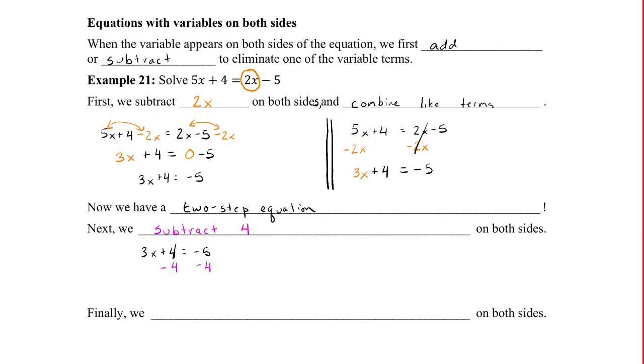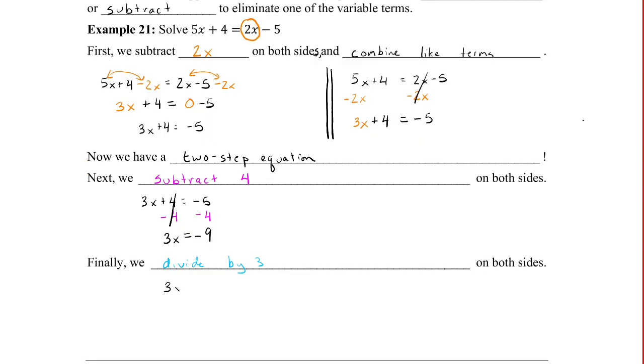On the left, 4 minus 4 cancels out, and we just have 3x. On the right, negative 5 minus 4 is negative 9. And if you're not comfortable with the arithmetic of negative numbers, you can use a calculator for that subtraction. Okay, so 3x equals negative 9. X is almost by itself. We just need to get rid of the 3. And to do that, x is multiplied by 3. The opposite of multiplying by 3 is dividing by 3. So we want to divide by 3 on both sides.